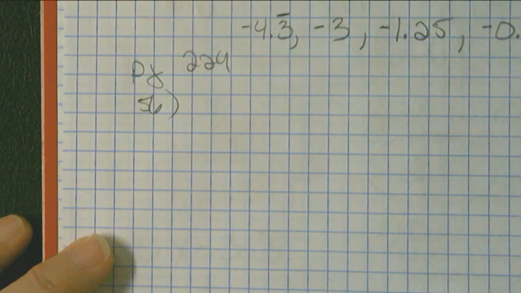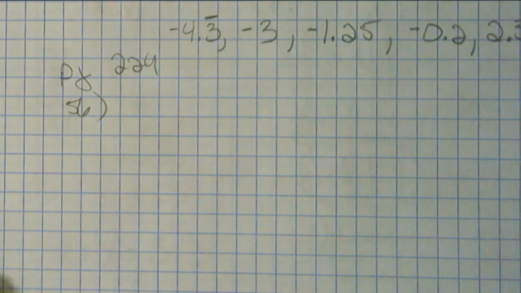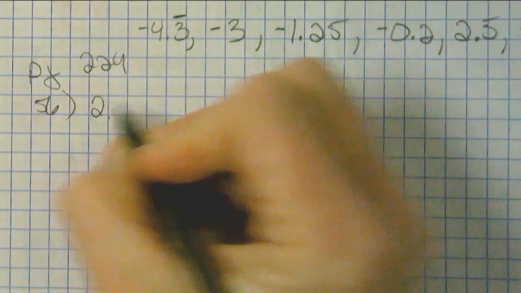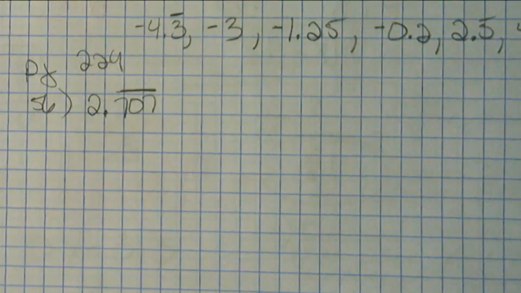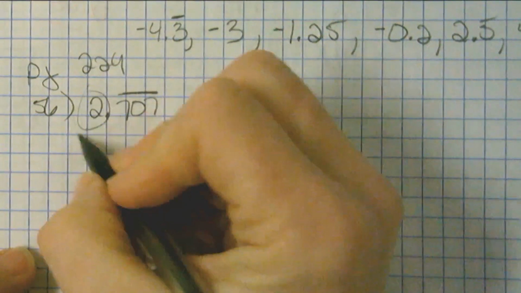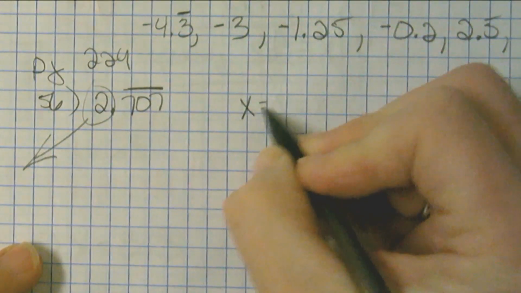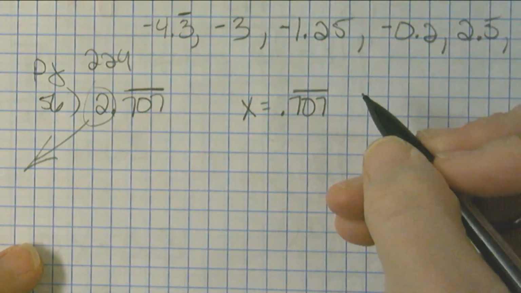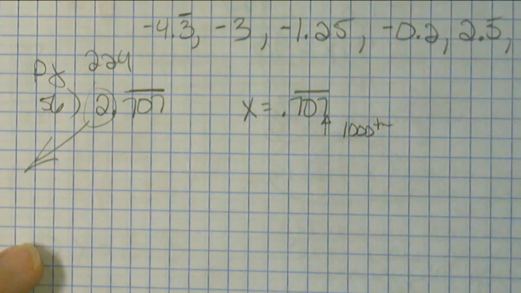All right, so let's take a look at number 56. 56 said, write the decimal as a fraction or a mixed number. So 56 was 2.707, and the 0.707 is repeating. I'm going to take that 2 and set it aside. So I'm going to set x equal to 0.707 repeating. This goes out to the thousandths place.